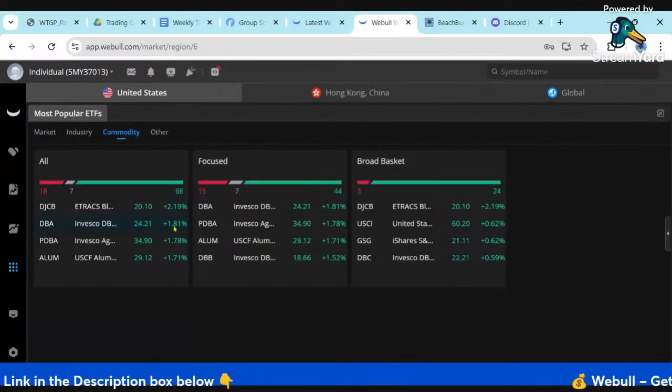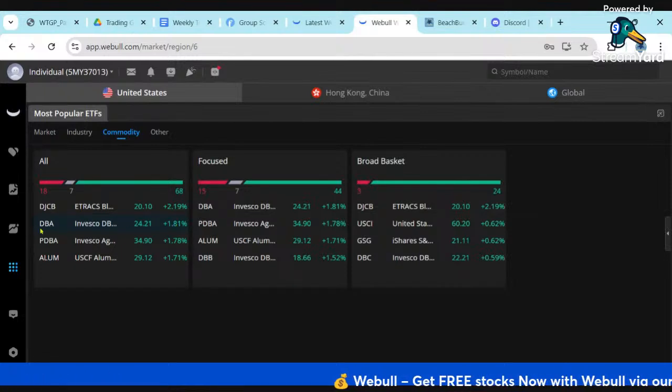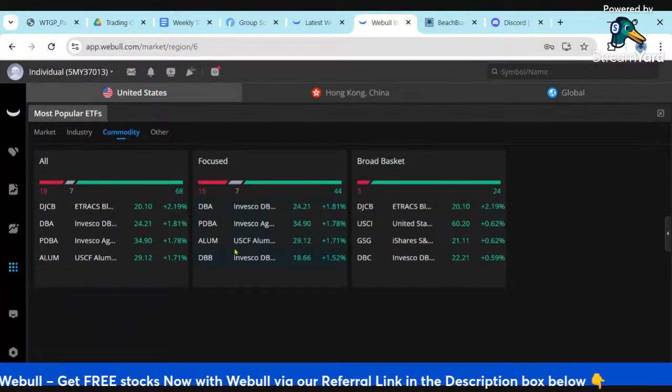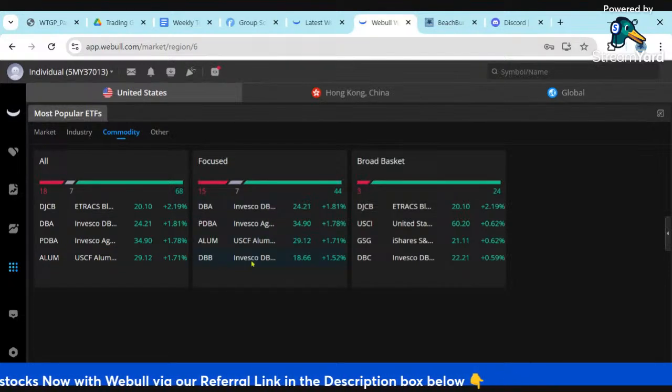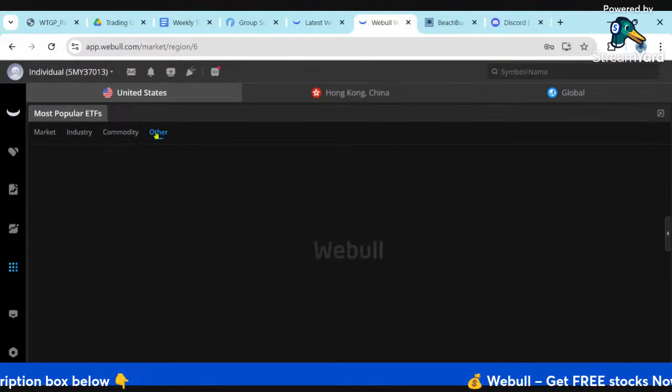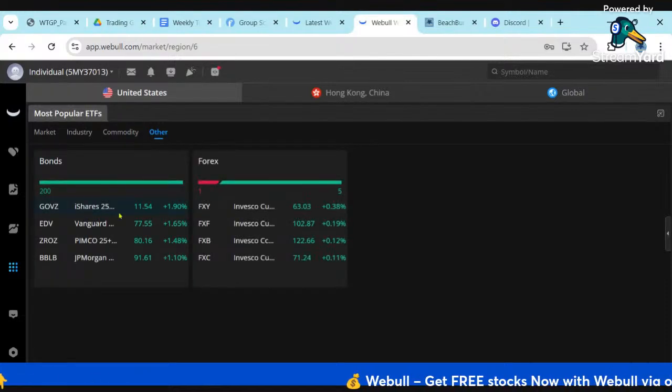Commodities, so rebound in agricultural products. We'll see several of the cattle, hogs, etc. were down quite a bit. Rebound in aluminum. And agriculture, aluminum. I think that's metals. $25 bonds, zero coupon bonds.